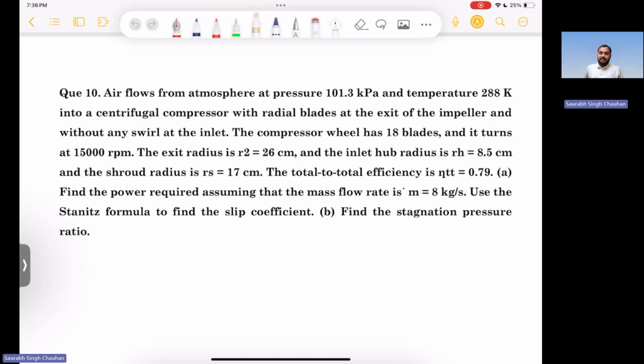Question number 10 says: air flows from the atmosphere at a pressure of 101.3 kilopascals and a temperature of 288 Kelvin into a centrifugal compressor with radial blades at the exit of the impeller, and without any swirl at inlet.